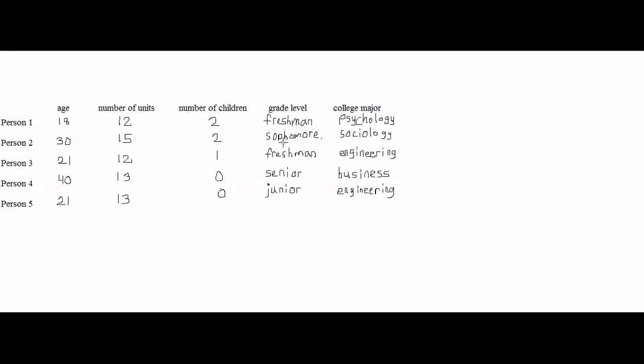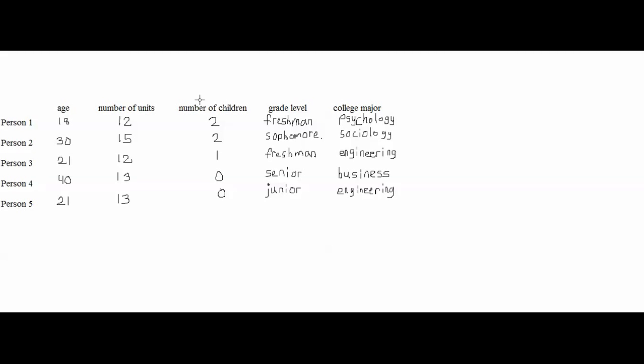So let's look at the number of times 30 appears in the age column. 30 appears once in the age column, so the frequency of 30 is 1, because the age of 30 only appears once in the data set. Let's look at the number of units column and look at this value of 13 units. The value of 13 units actually shows up twice in the data set because we have two people who are taking 13 units. So we would say that this value has a frequency of 2, and it looks like two people are taking 12 units, so this value of 12 units would have a frequency of 2 because it shows up 2 times. So the frequency of a value is the number of times it appears inside its column of data.